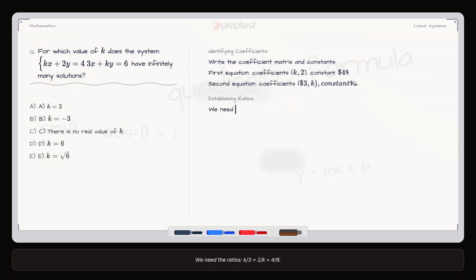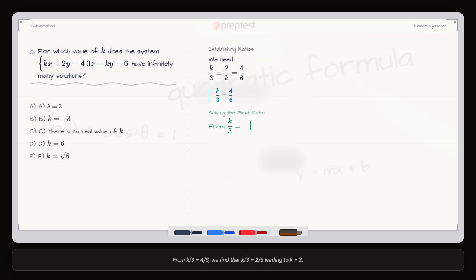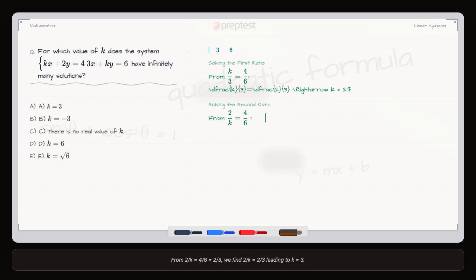We need the ratios, k/3 equals 2/k equals 4/6. From k/3 equals 4/6, we find that k/3 equals 2/3, leading to k equals 2. From 2/k equals 4/6 equals 2/3, we find 2/k equals 2/3, leading to k equals 3.